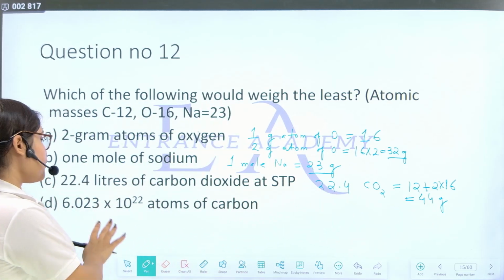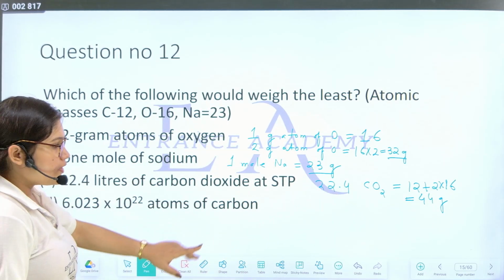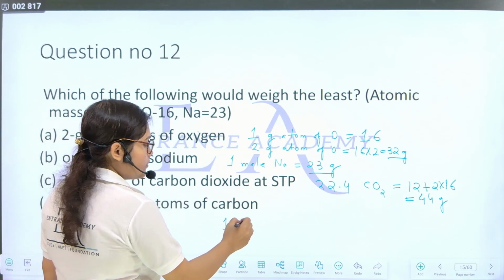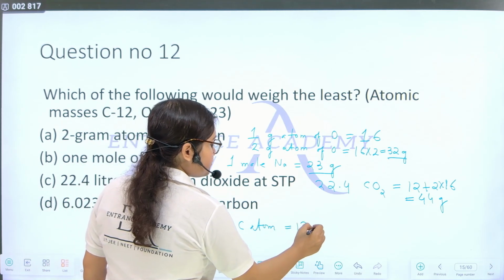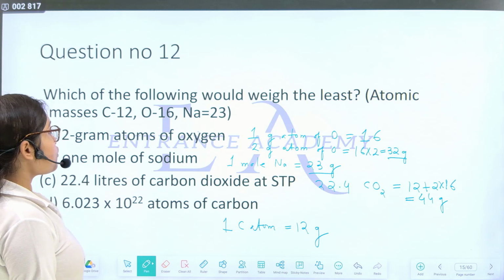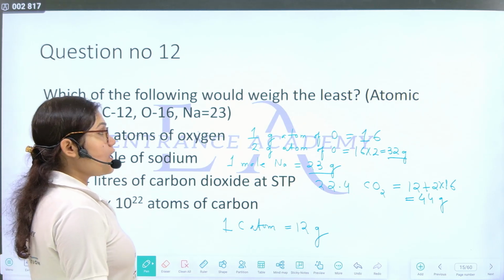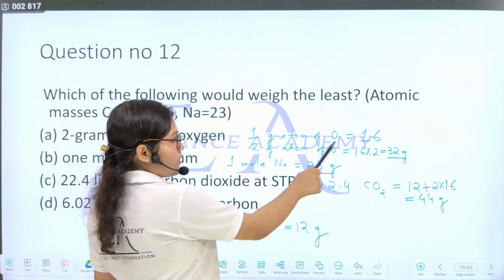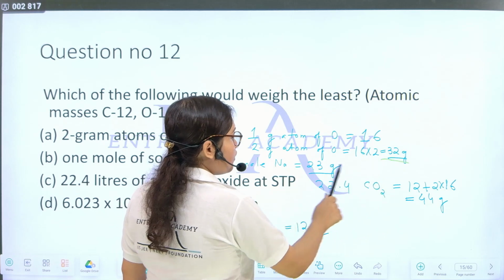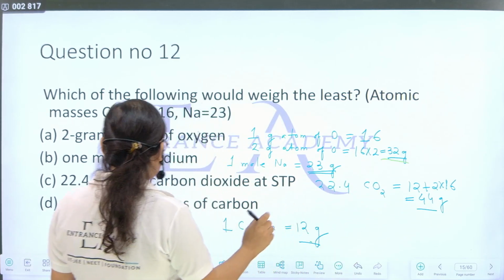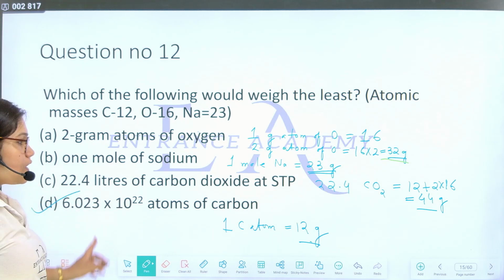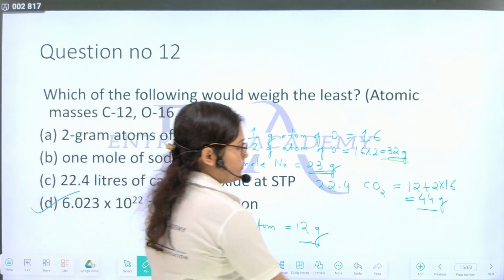Last one is 6.023 into 10 to the power 22 atoms of carbon, that is 1 carbon atom, 12 grams. So the question is which one of the following would weigh the least? First 32, then 23, this one is 44 and this one is 12. So the least is option D. That is the correct one. Next question.